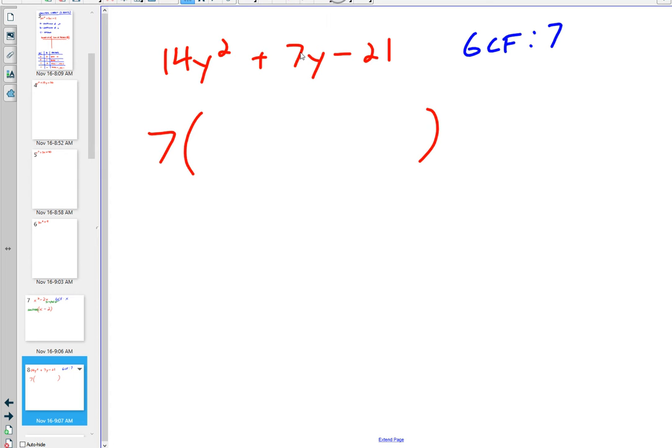Backwards distributive property. What is 14y squared divided by 7? 2y squared. Okay. What is 7y divided by 7? Okay, good. y. And then what is negative 21 divided by 7?